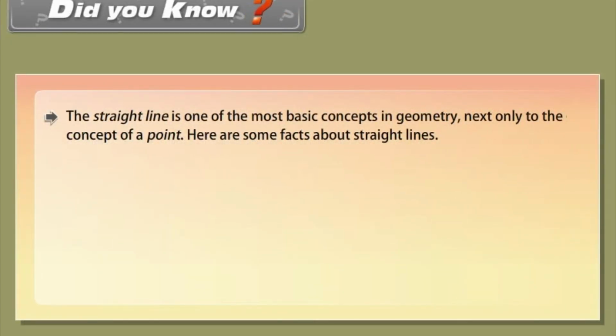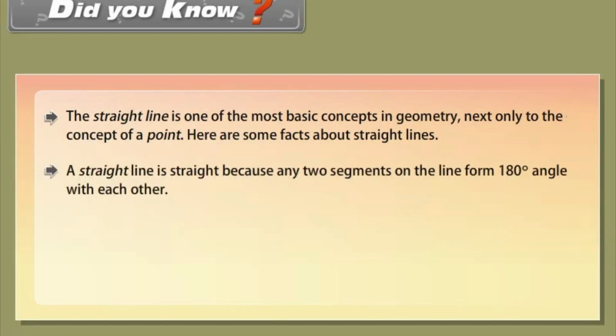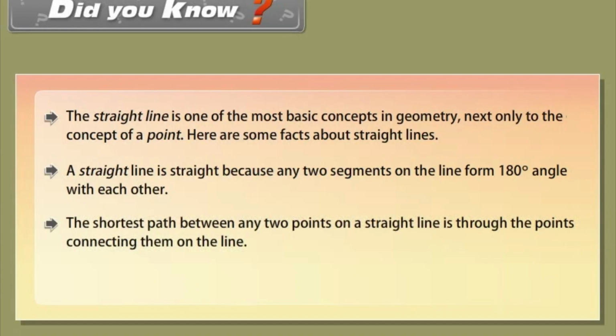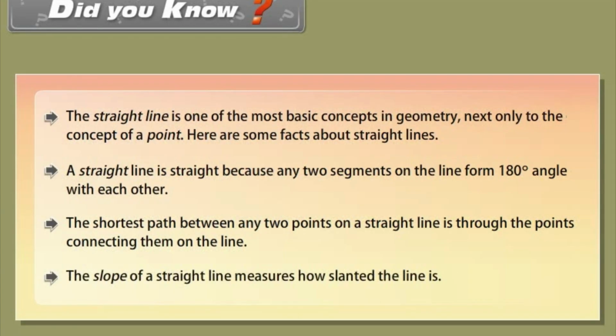Did you know? The straight line is one of the most basic concepts in geometry, next only to the concept of a point. Here are some facts about straight lines. A straight line is straight because any two segments on the line form a 180 degrees angle with each other. The shortest path between any 2 points is the straight line connecting them. The slope of a straight line measures how slanted the line is.